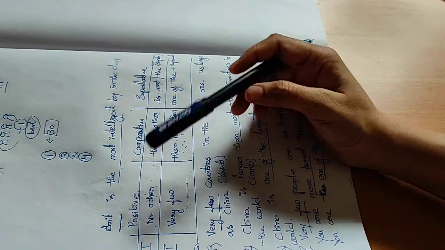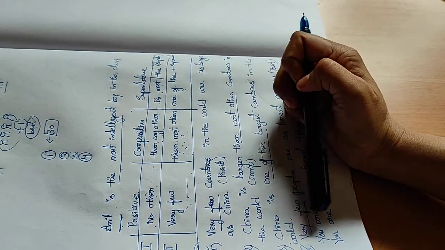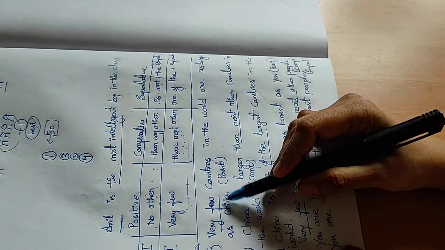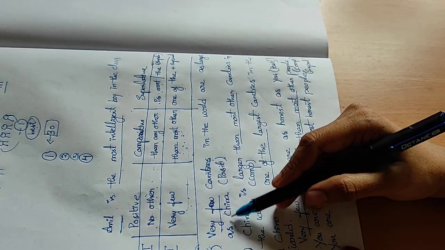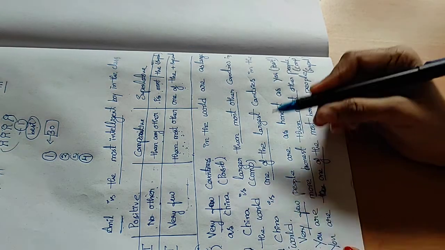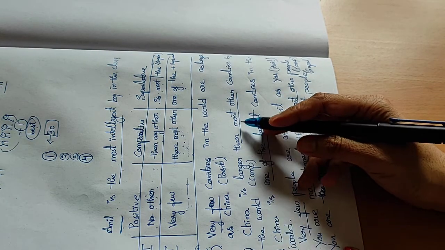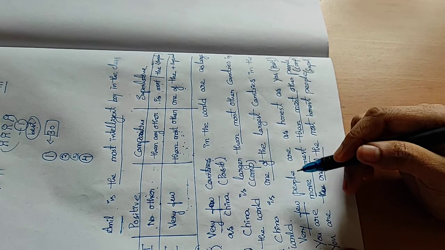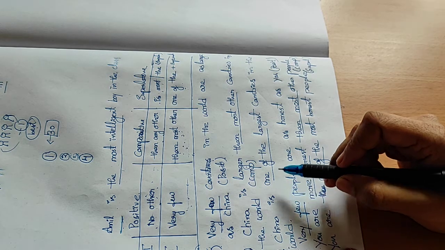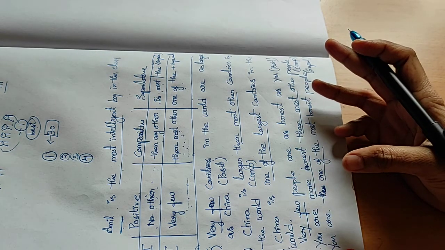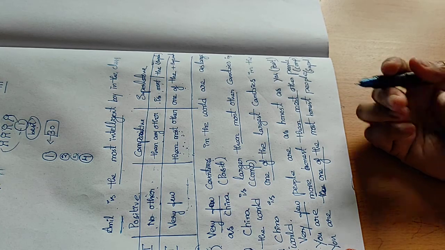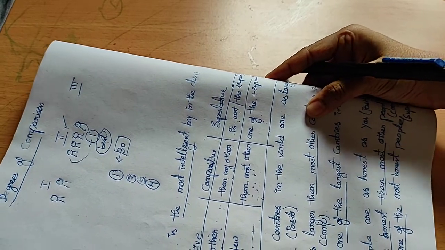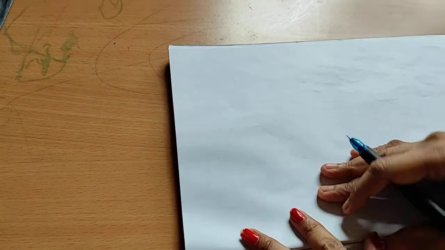So we cannot club this method and this method. For example, here, very few countries in the world are as large as China, and if you have written China is larger than any other countries in the world, and China is the largest countries in the world, you are not going to get marks. So follow the order. Hope you understood this method. Do you want one more example? Okay, let me explain one more example.